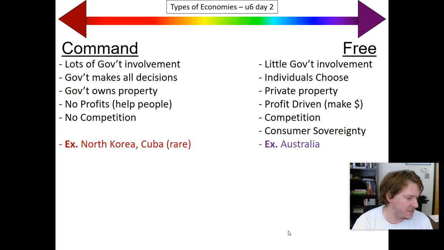Different economies exist in, well, I'm supposed to start the timer now, not start it now.